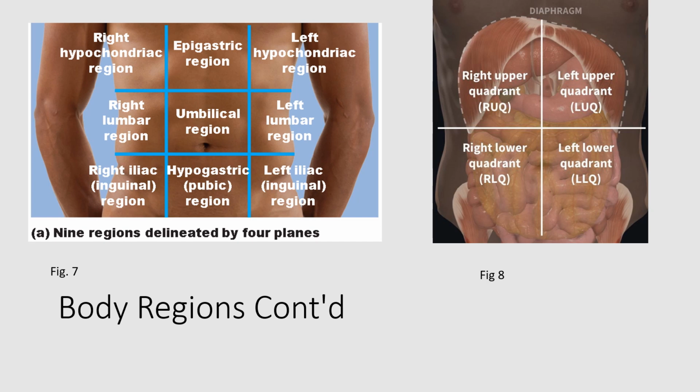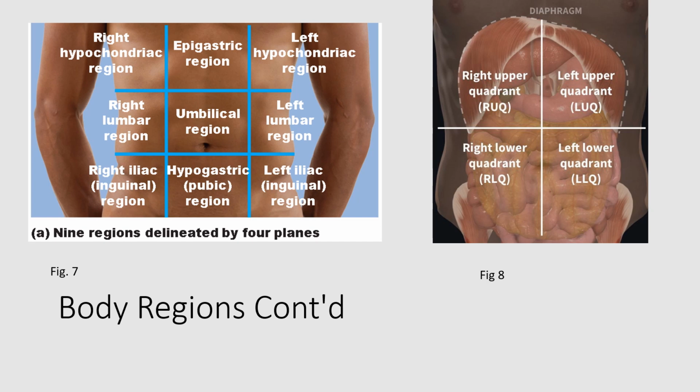We've got our right hypochondriac area, which is going to be like below the breast and around the rib cage area. Your epigastric is going to be the center upper part under the breasts. And then your left hypochondriac is, of course, the same as the right on the left side. Right lumbar region is going to be kind of just like where the end of the rib cage is to just above the hip, where your right iliac inguinal region is going to start. The umbilical region is going to be the center. Your left lumbar, of course, and your left iliac, that's going to be the same as the right side.